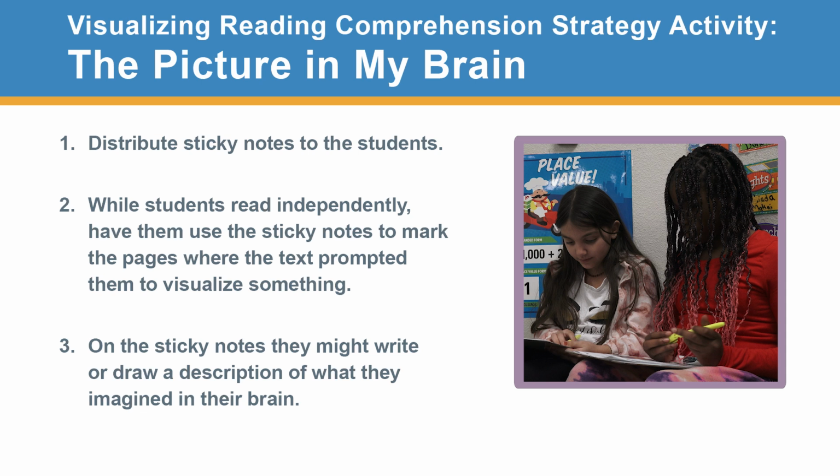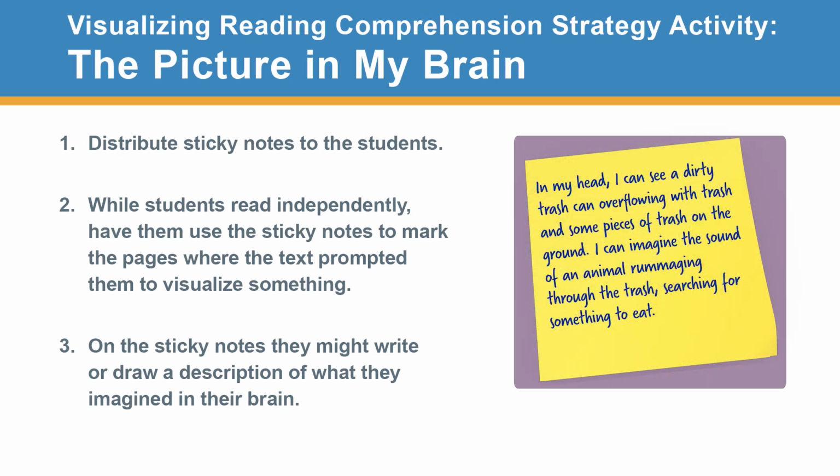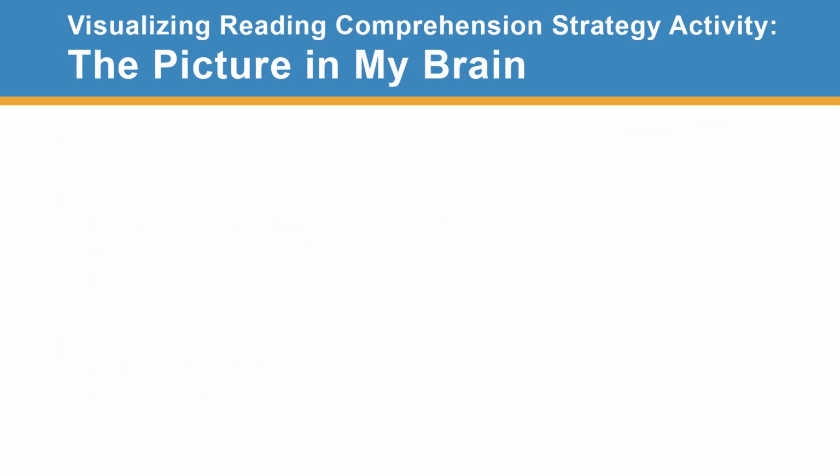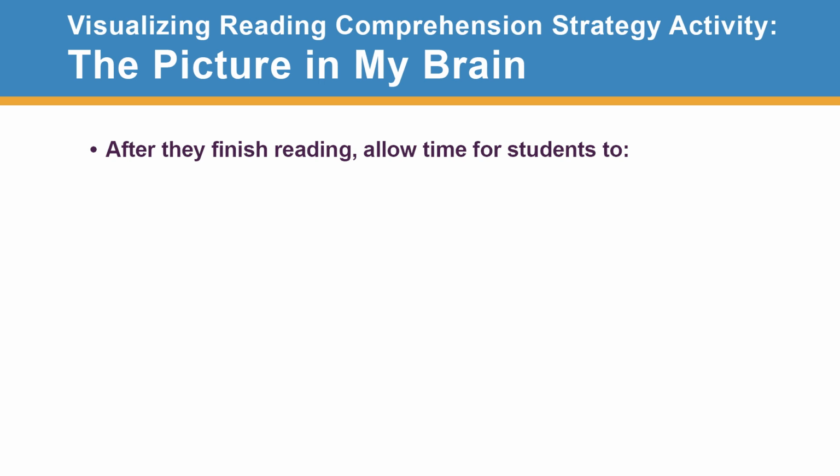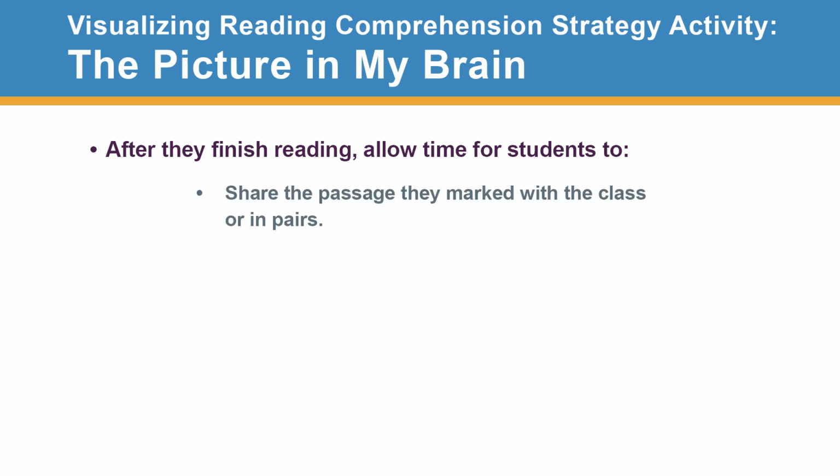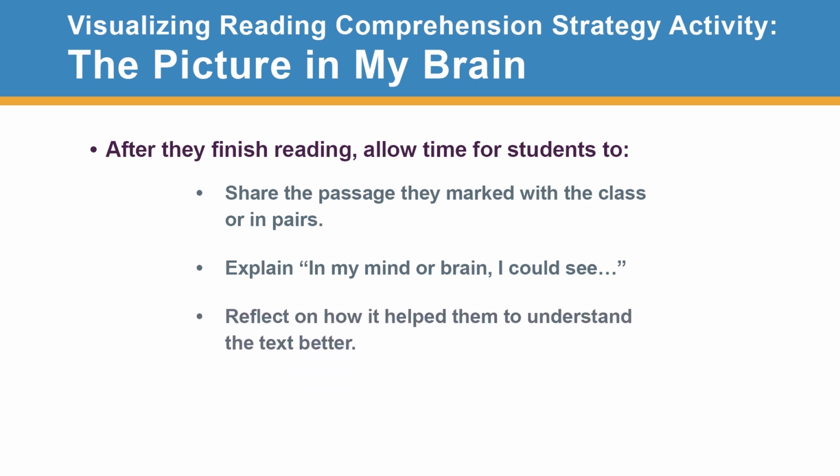For example, if the text said, "It was dark. There was a sound coming from behind the garbage can," the student might place a sticky note on that page and write, "In my head, I can see a dirty trash can overflowing with trash and some pieces of trash on the ground. I can imagine the sound of an animal rummaging through the trash, searching for something to eat." After they finish reading, allow time for students to share the passage they marked with the class or in pairs, explain, "In my mind or brain, I could see," and reflect on how it helped them to understand the text better.